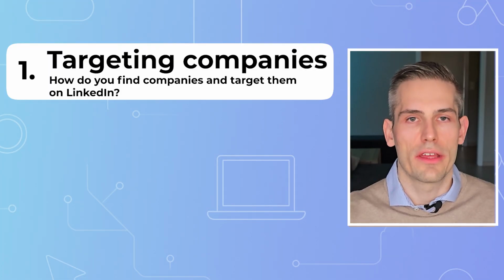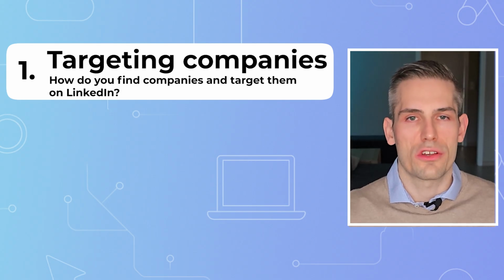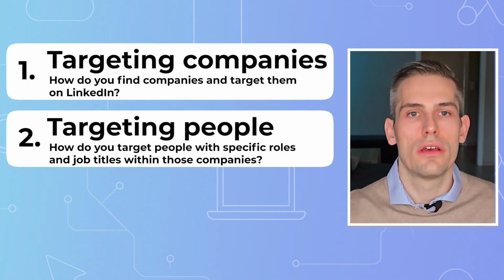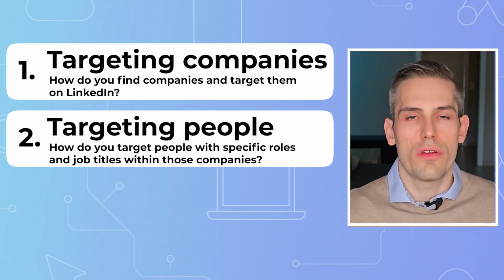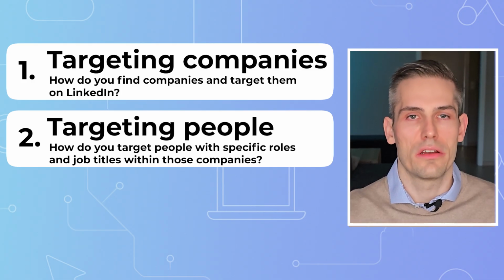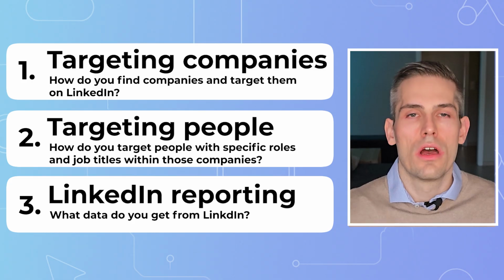In this video, we will cover 3 things. The first thing we'll cover is how to select and find the right customers to reach on LinkedIn. Second, after deciding which customers you want to target, how do you figure out which people inside those companies you want to target? And lastly, after running your first advertising campaign using companies and key decision makers as targeting, what kind of data do you get from LinkedIn? What is really cool is that you will get both organic and paid data from LinkedIn.